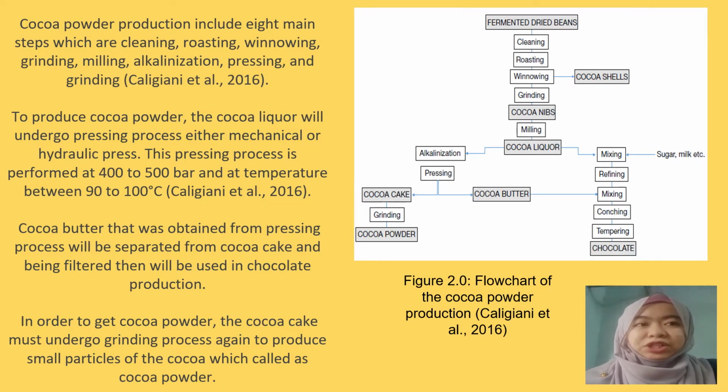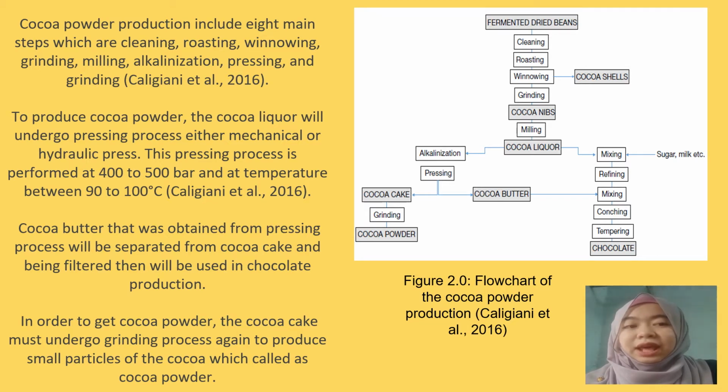Cocoa powder production includes 8 main steps, which are cleaning, roasting, winnowing, grinding, milling, alkalinization, pressing, and grinding (Caligiani et al., 2016). To produce cocoa powder, the cocoa liquor will undergo a pressing process, either with a mechanical or hydraulic press. This pressing process is performed at 400 to 500 bar and at a temperature between 19 to 100 Celsius.